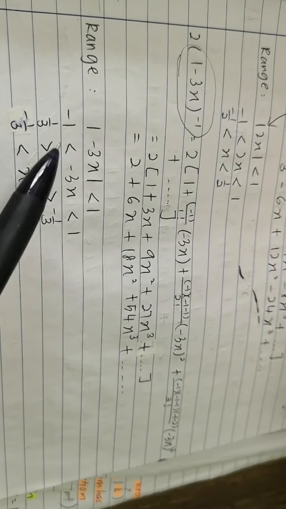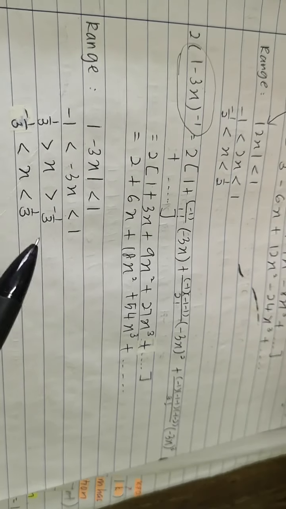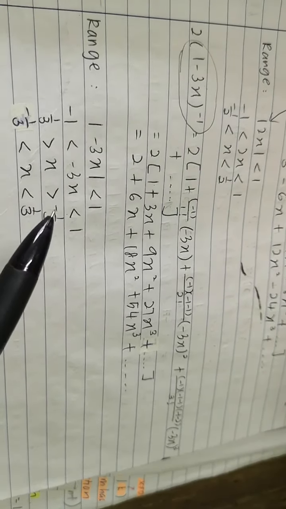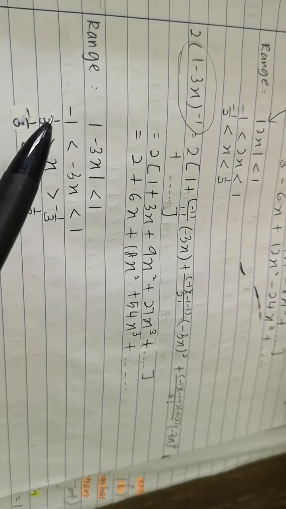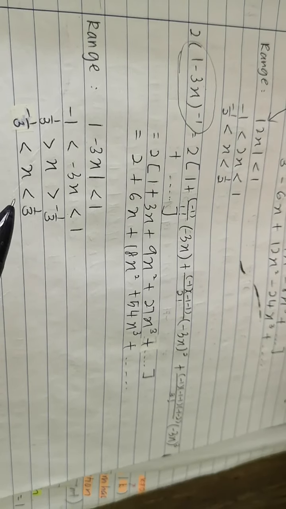Okay, after that, don't stop your answer here. Remember that for the inequalities, always the smallest number is in front. So write negative 1 over 3 in front, 1 over 3 at the back, and the symbol also must be reversed.